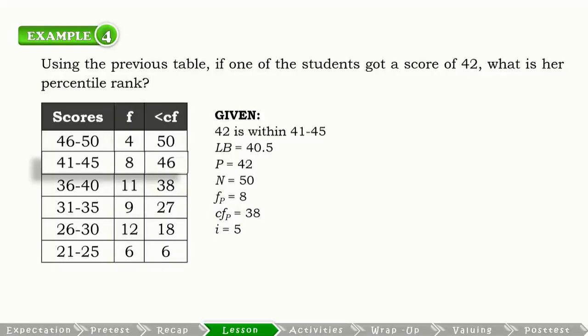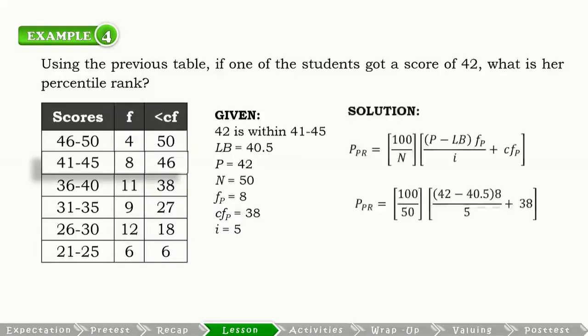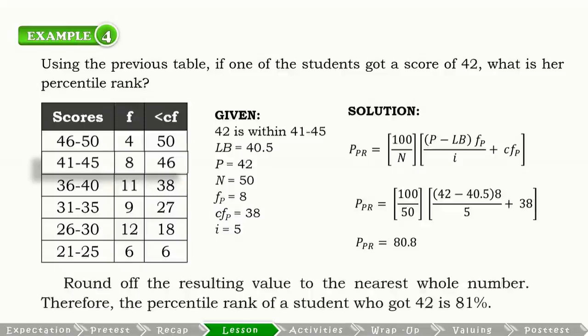Last, substitute the given values into the formula and evaluate. It gives us the answer of 80.8. Round off the resulting value to the nearest whole number. Therefore, the percentile rank of a student who got 42 is 81%.